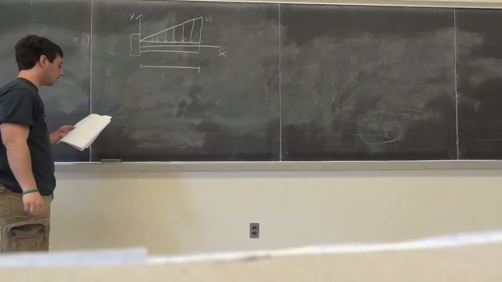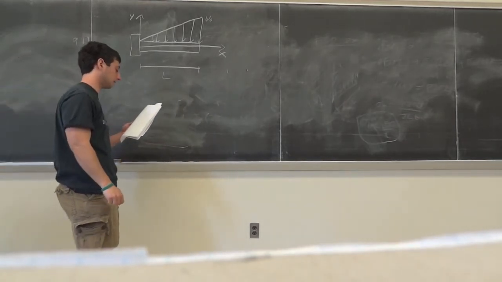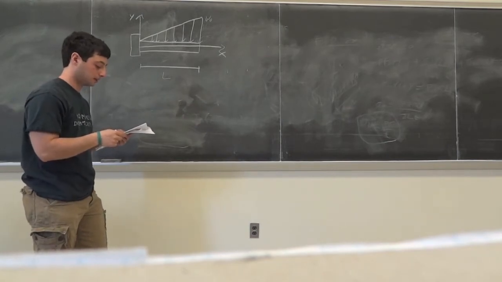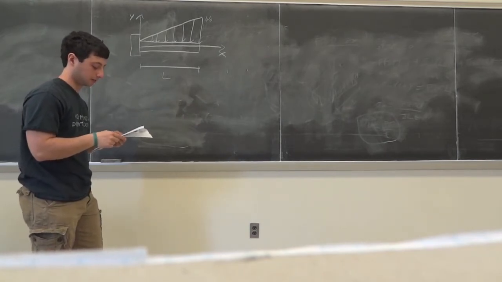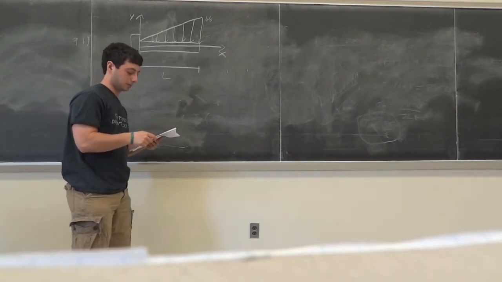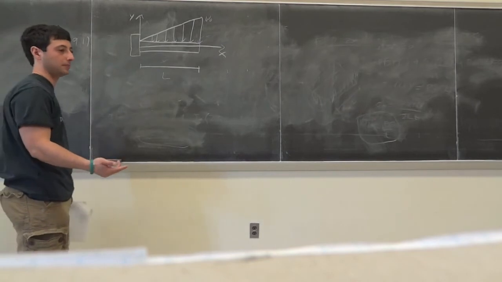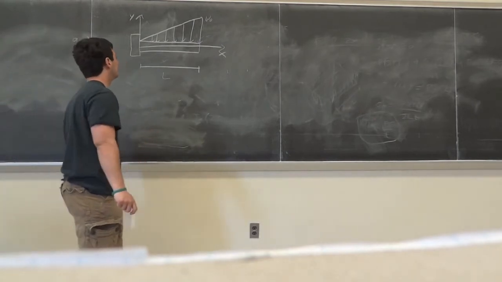Okay, so in this problem, they're asking for 3 things. They want the equation for the elastic curve. That's part A. Part B is the deflection at the free end, and part C is the slope at the free end. All right, in order to find B and C, you have to find A first.